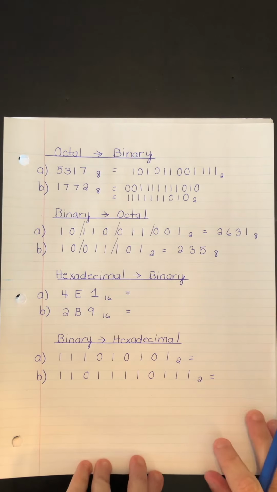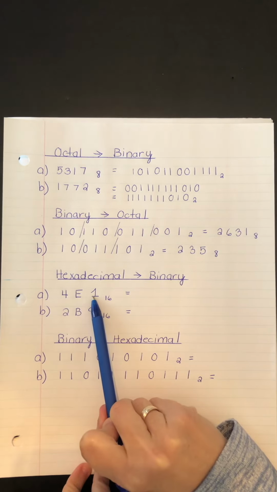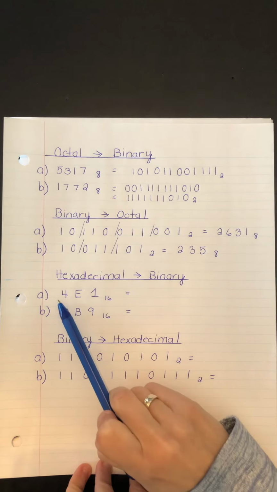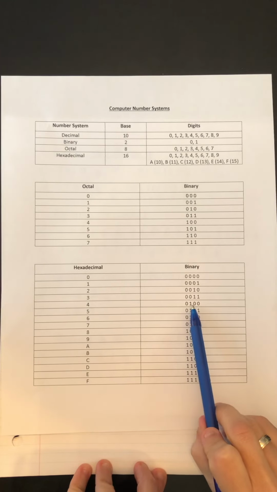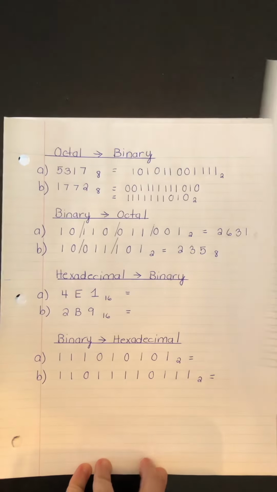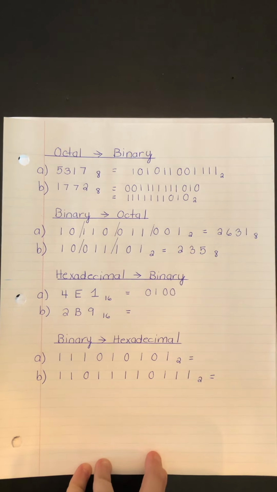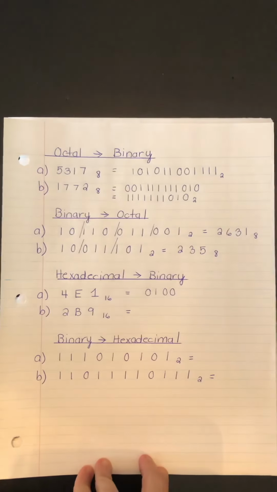So hexadecimal to binary. The key is that each character here is replaced with four digits using the second chart. So we have 4E1. So look up the 4. It's here, 0100. Okay, next. Look up the E, 1110.